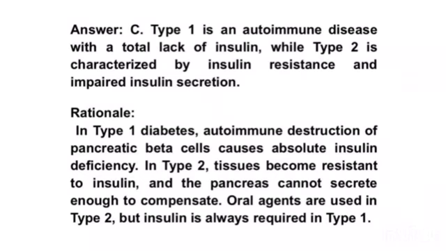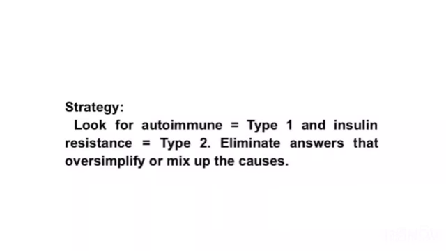Rationale: in type 1 diabetes, autoimmune destruction of pancreatic beta cells causes absolute insulin deficiency. In type 2, tissues become resistant to insulin and the pancreas cannot secrete enough to compensate. Oral agents are used in type 2, but insulin is always required in type 1. Strategy: look for autoimmune equals type 1 and insulin resistance equals type 2. Eliminate answers that oversimplify or mix up the causes.